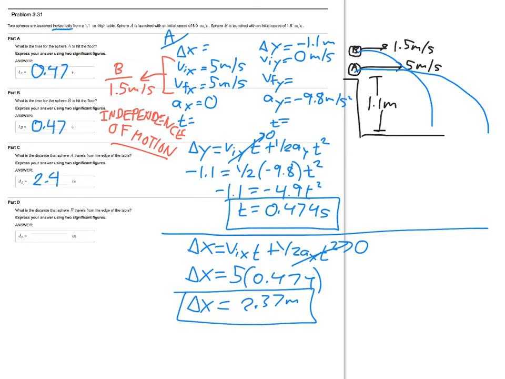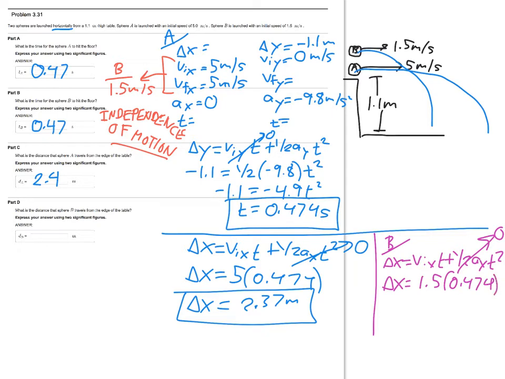For part D, if I want to find the distance that sphere B travels, I do now need to actually set this one up because there is a difference in the horizontal velocity of these two spheres. So I'm going to use that same equation. That final term goes away once again. And so my displacement is just going to be 1.5 times that time, 0.474, and that gives me a horizontal displacement of 0.71 meters. And so that's my answer there for sphere B.